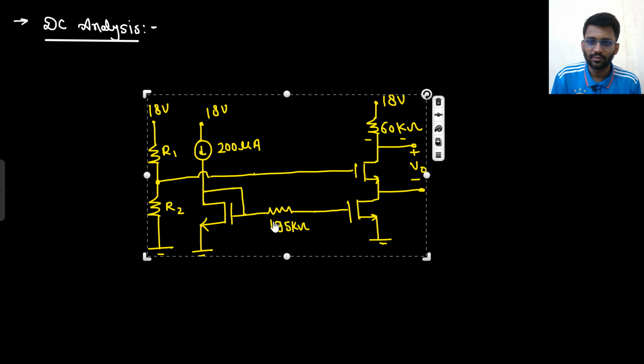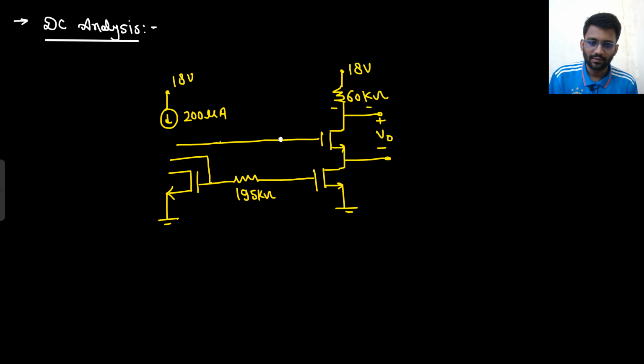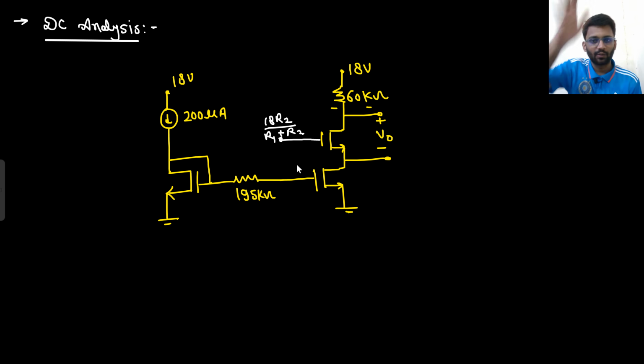Now let's take it here. There will be some DC voltage coming. That voltage would be 18 times R2 upon R1 plus R2, and that voltage is fed here. So basically, I can remove this part, and simply say that at this point 18 times R2 upon R1 plus R2 is fed. So at this potential, 18 times R2 upon R1 plus R2 is fed.